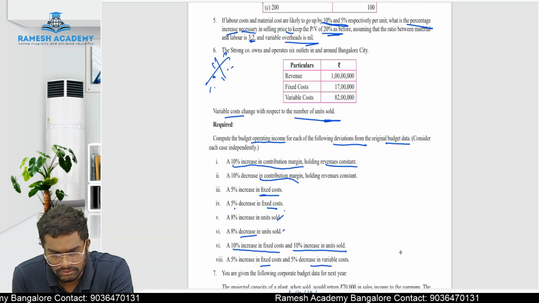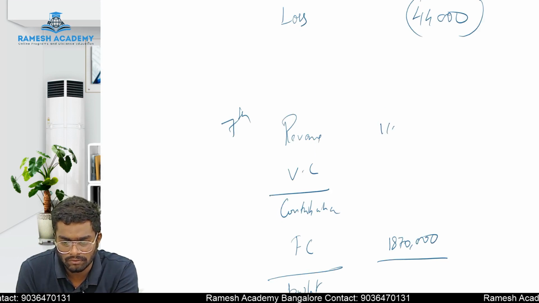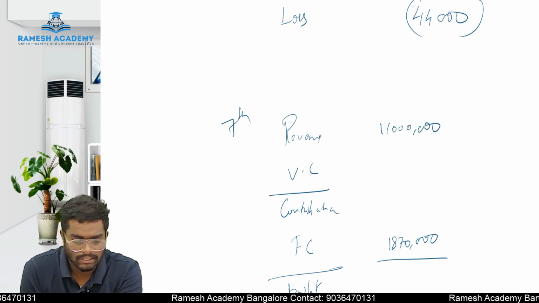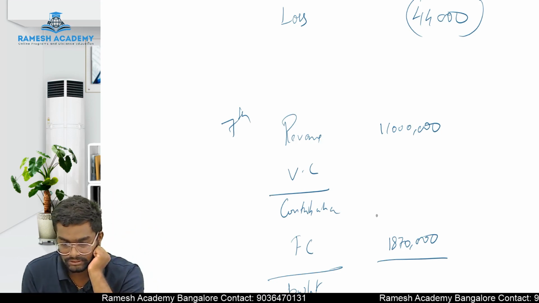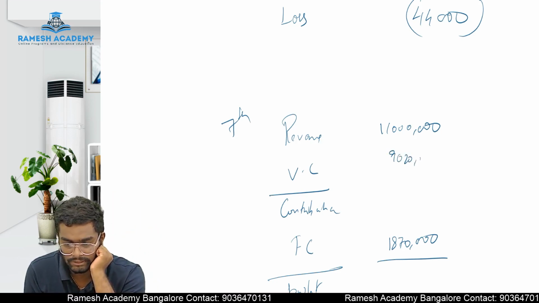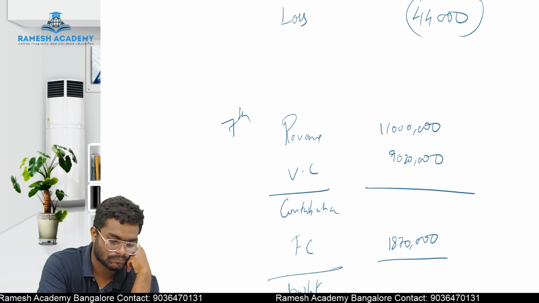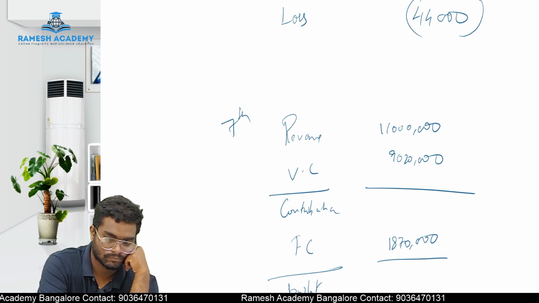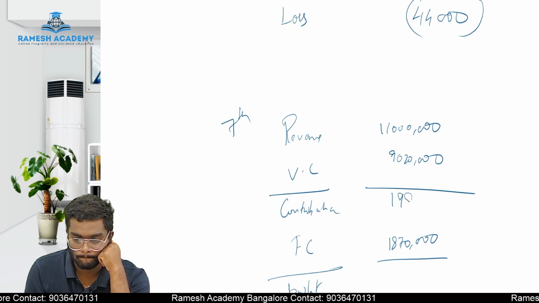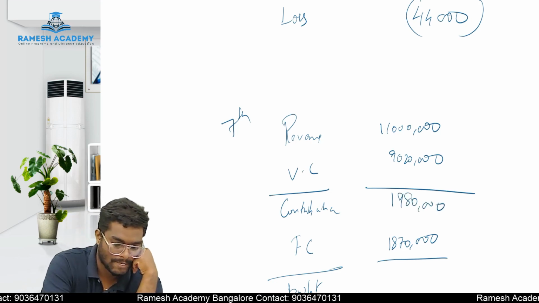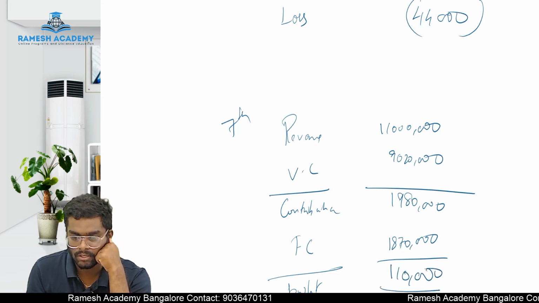Just note down all the things, okay? Then they are telling 10% in units sold. So here it will be 1 crore 10 lakh. Here it will be 82 into 1.1 because 10% is increase. So it is 90 lakh 20,000. So what is my contribution? 19 lakh 80,000 minus 18 lakh 70,000. So 1 lakh 10,000 is my profit.